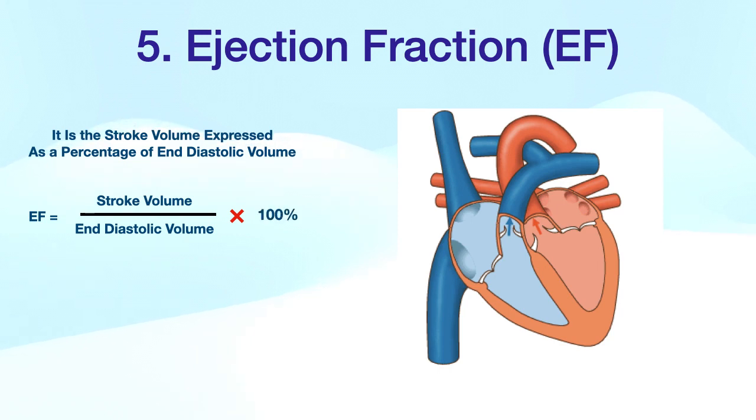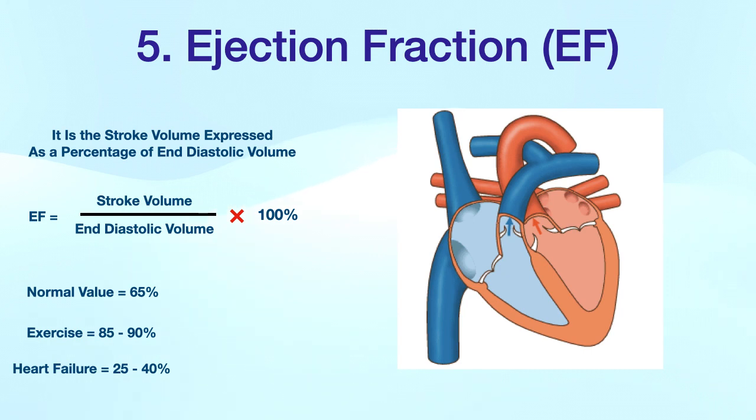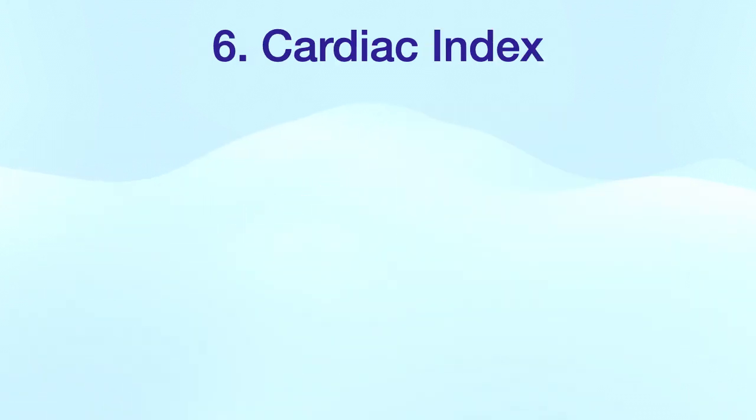This is a very important concept we need to understand, especially in heart failure. We get heart failure with preserved ejection fraction and heart failure with reduced ejection fraction. The normal value of ejection fraction is 65%. During exercise, this ejection fraction can increase to 85 to 90%, and during heart failure, it gets reduced to 25 to 40%.